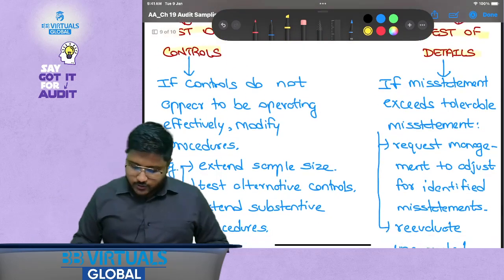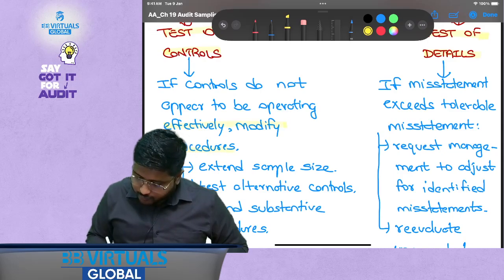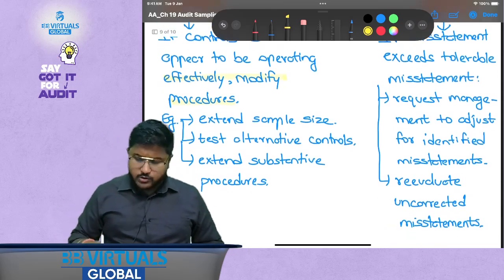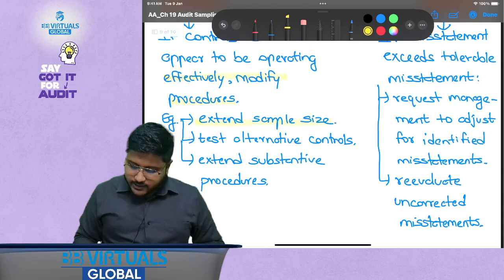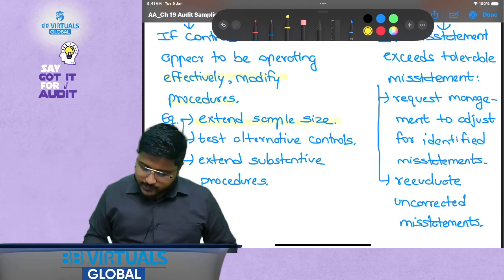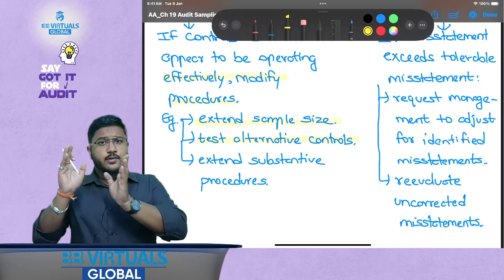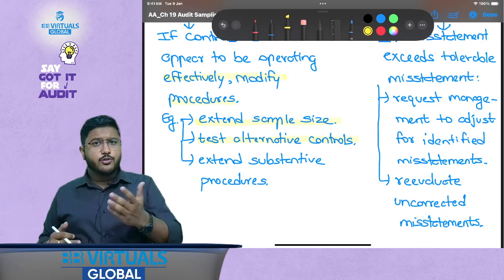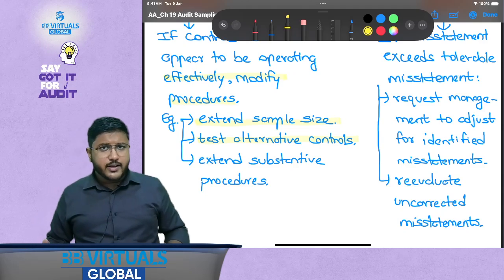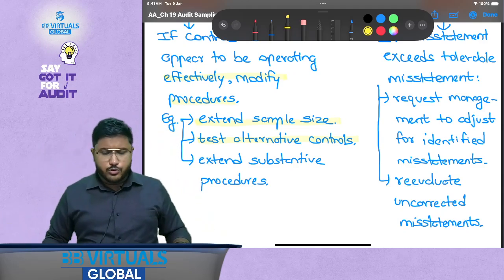Now let's talk about test of controls and test of details. If controls do not appear to be operating effectively, then what do you have to do? You have to modify the procedures. What modified procedure can you perform? Extend the sample size. Say you have taken 20 samples, now you can move to 40 samples. Test alternative controls. Sometimes the same risk is mitigated by 2 or more controls. Then you can go to the mitigating controls, the alternative controls, and test them. If those are performing well, then there is no major issue.